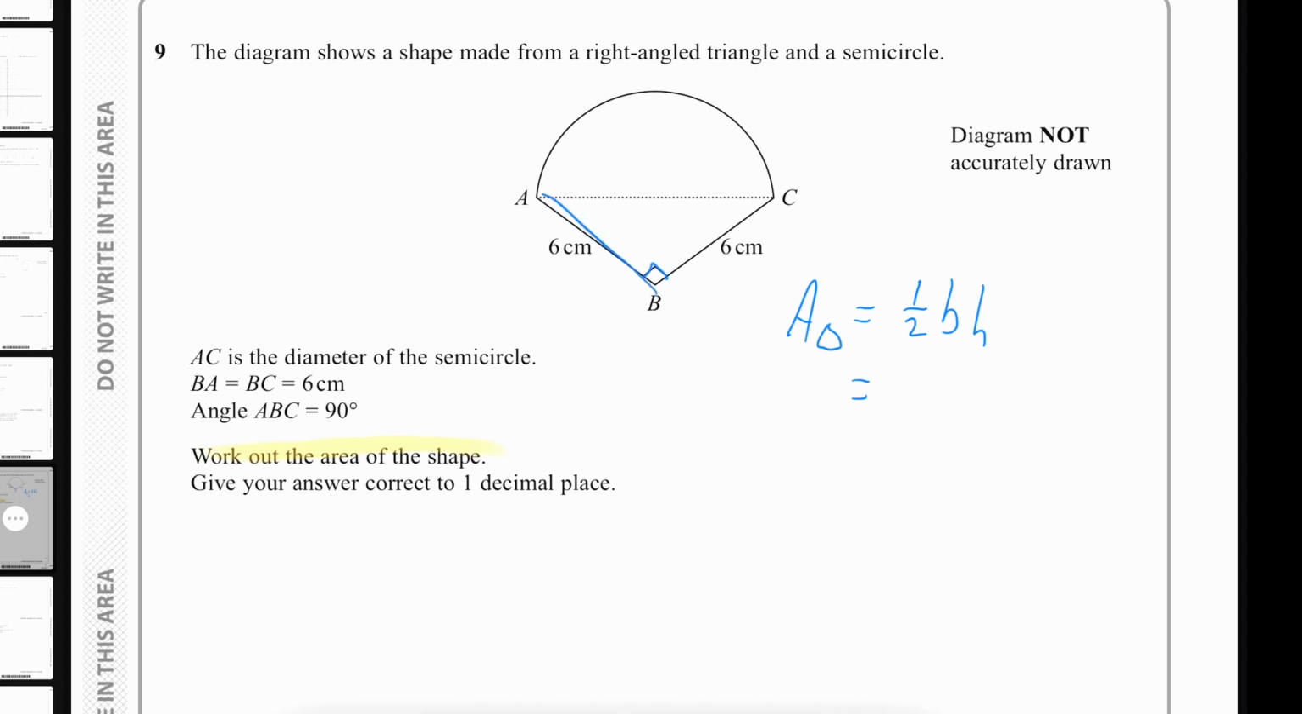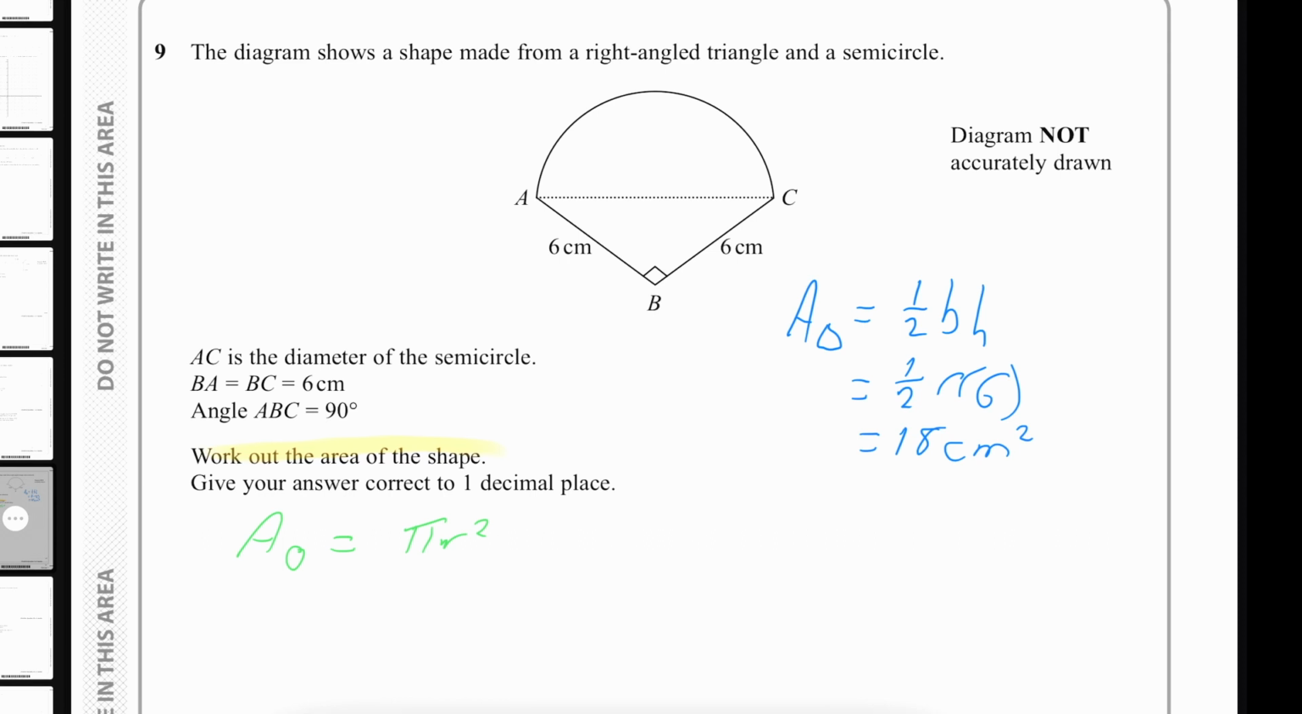So I can use this as my base, and this is my height, or vice versa. So half base is 6, height is 6, and we're going to multiply those together. So we get 18 centimeters squared. Wonderful. Now, in order to find the area of my circle, I'm going to use the formula pi r squared.